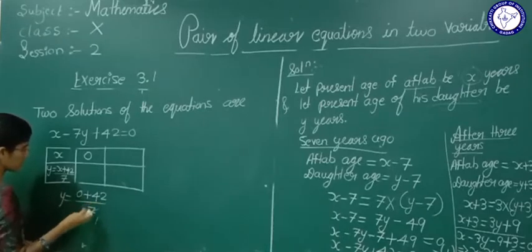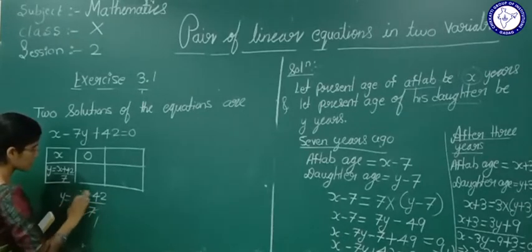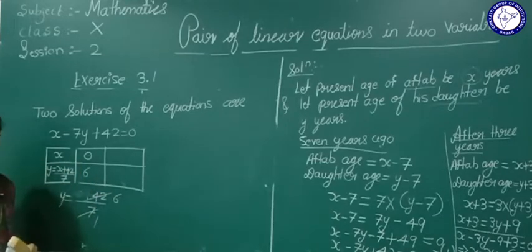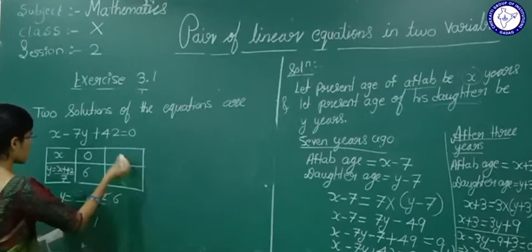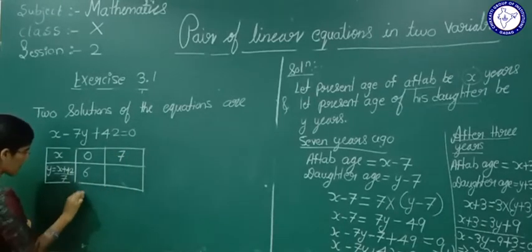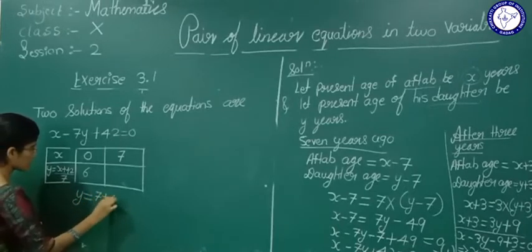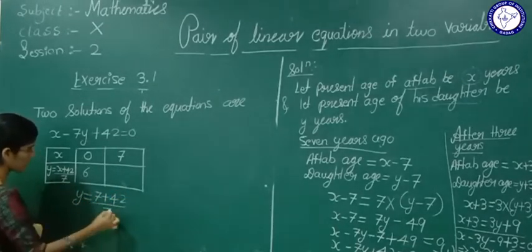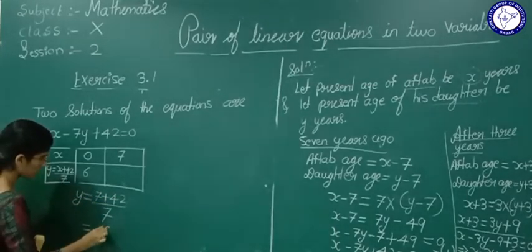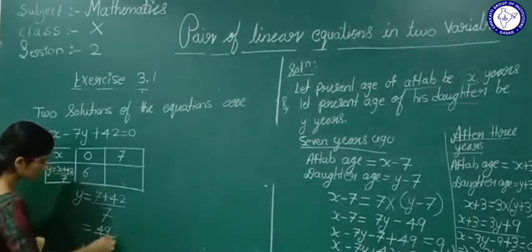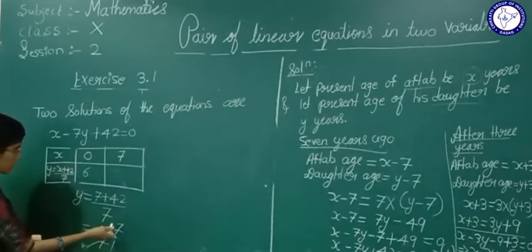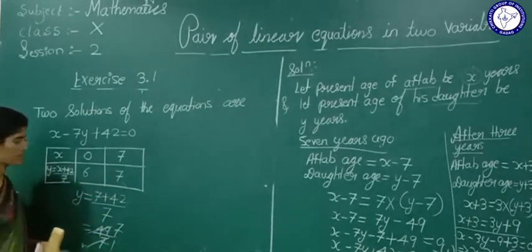7 ones are 7, 7 sixes are 42. If you take x value 7, then what is the value of y? y is equal to 7 plus 42 by 7. 7 plus 42 is 49, divided by 7, 7 ones are 7. If I take x value 7, the y value we are getting is 7. Okay.